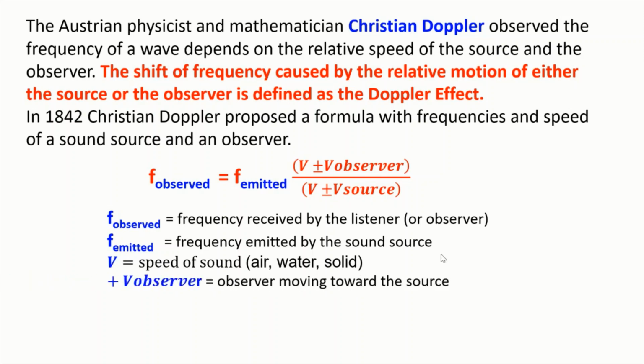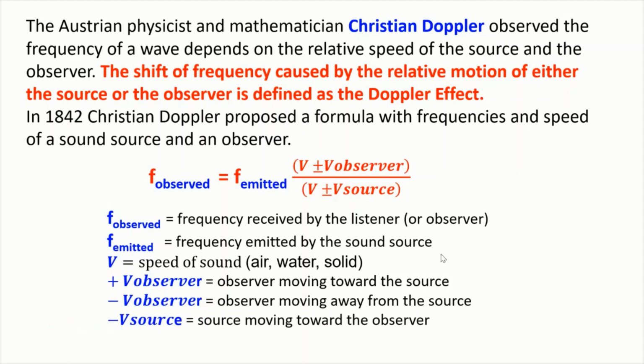The speed of the observer is positive when the observer is moving toward the source, and is negative when the observer is moving away from the source. The speed of source is negative when the source is moving toward the observer, and is positive when the source is moving away from the observer. So let's do some practice problems using the Doppler Effect Formula.